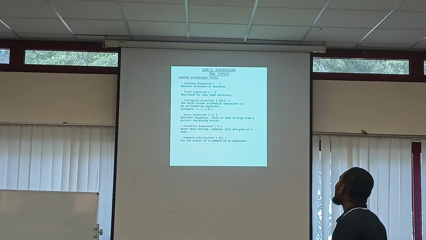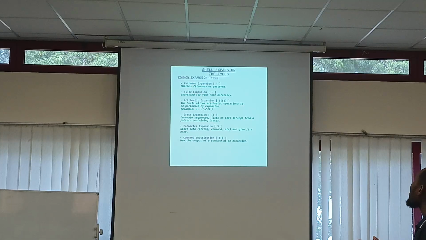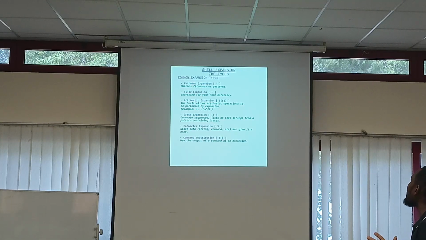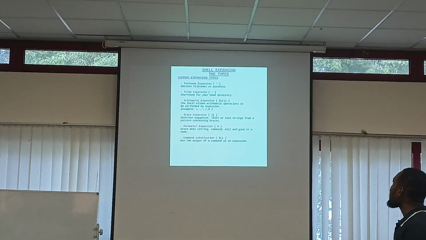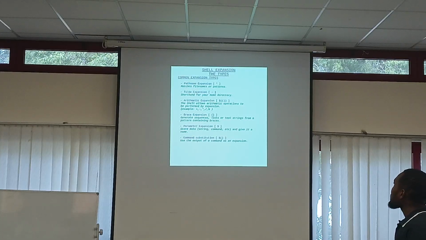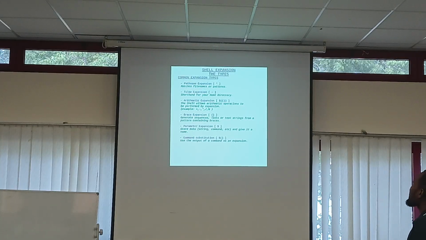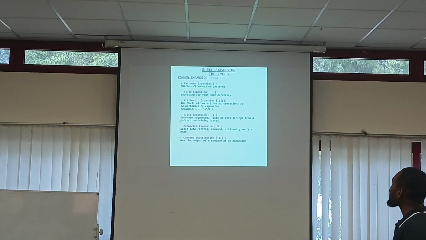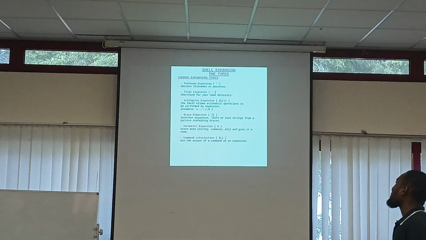So let's look at the types of expansions we have. The common types are: one, path name expansions, which match file names or patterns. The second is tilde expansions, which is a shorthand for your home directory. The third is arithmetic expansion. The shell allows arithmetic operations to be performed by expansion, for example plus, minus, multiplication, division, and other ones too.